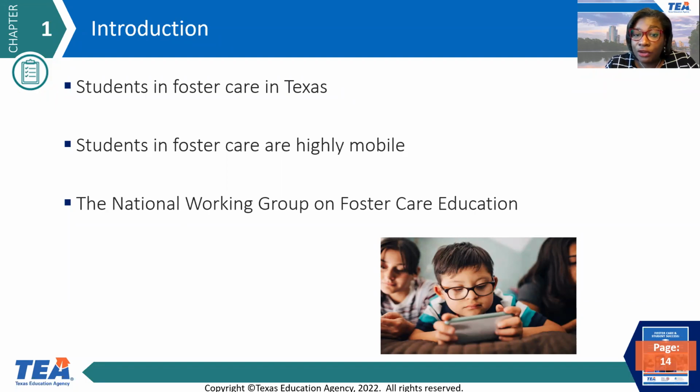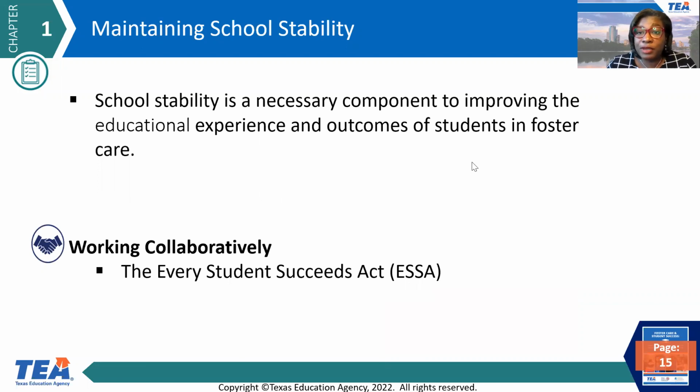Also, the National Working Group on Foster Care and Education suggests that education is a critical component to positively impacting the lives of students who experience foster care. So we provide you with more information about the National Working Group on Foster Care and Education. Maintaining school stability: school stability is a necessary component to improving the educational experience and outcomes of students in foster care. We want to provide you with information about how we can work with our students, even though they sometimes have school instability, but we want to provide them stability when they come to our schools.